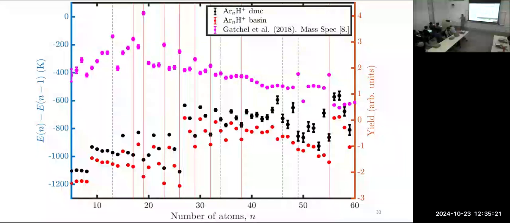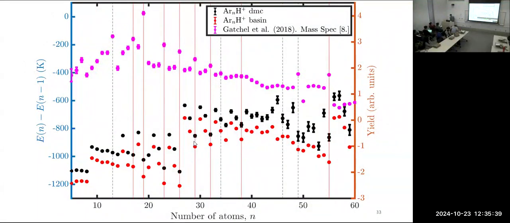This agreement between experiment and theory can be explained by the fact that the most stable clusters are the ones most likely to be found if you wait for them to interact and exchange atoms with each other and so on. It's basically like survival of the fittest.